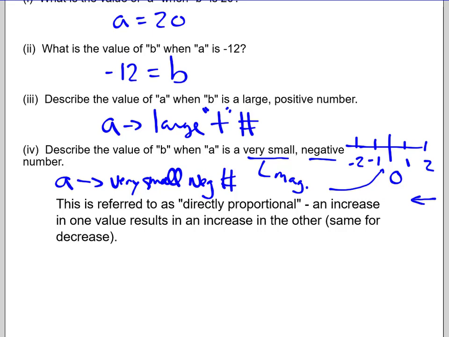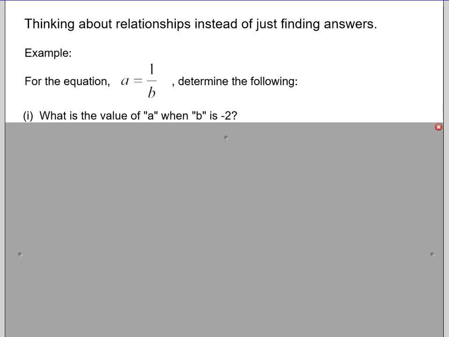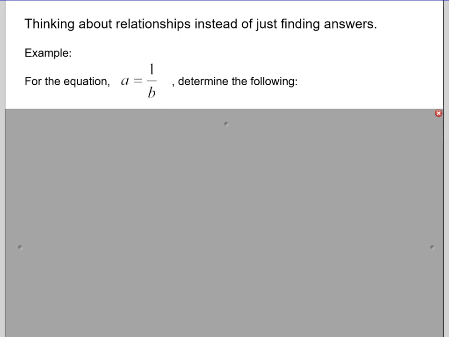You may have heard that in grade 9. An increase in one value results in an increase in the other. Same with a decrease. All right, so let's try a slightly different version. Now this equation is a little bit different. a equals 1 over b. So they're no longer exactly equal. Now they have a different relationship.